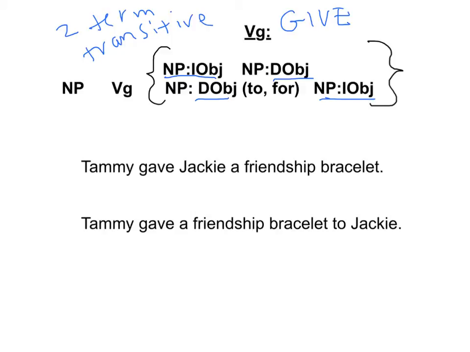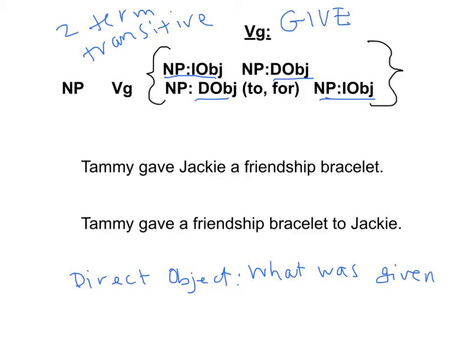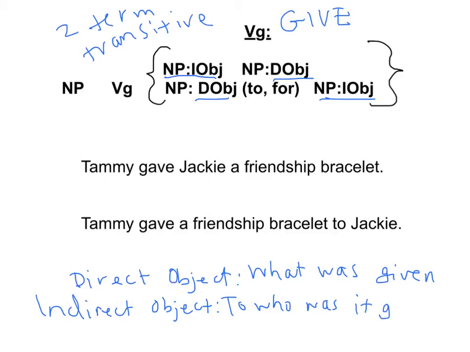So I'm going to make those notes down here. Your direct object is what was given. Your indirect object is to whom was it given. Okay? So let's look at our sentences.